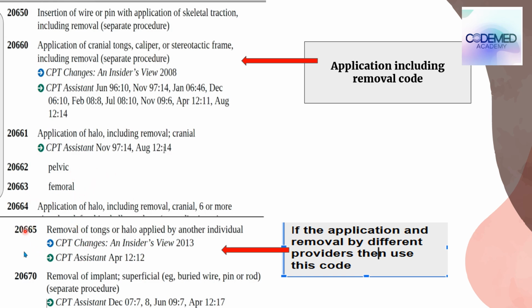And these two codes are important because 20665 and 20670 are codes for only removal, where the introduction is not covered. So if the application and removal are by different providers, let's say one provider has only applied and the second provider has removed that system, maybe the first provider wasn't present or he left the hospital, in that case the second provider has done only the removal, and he is going to use this code. Because most of the codes talk about application and removal together. So that's why pay attention to that.